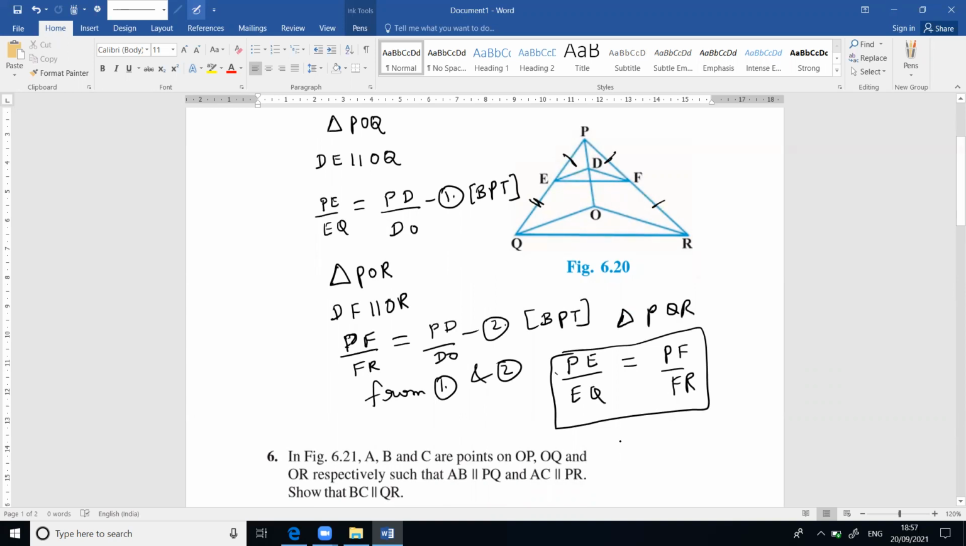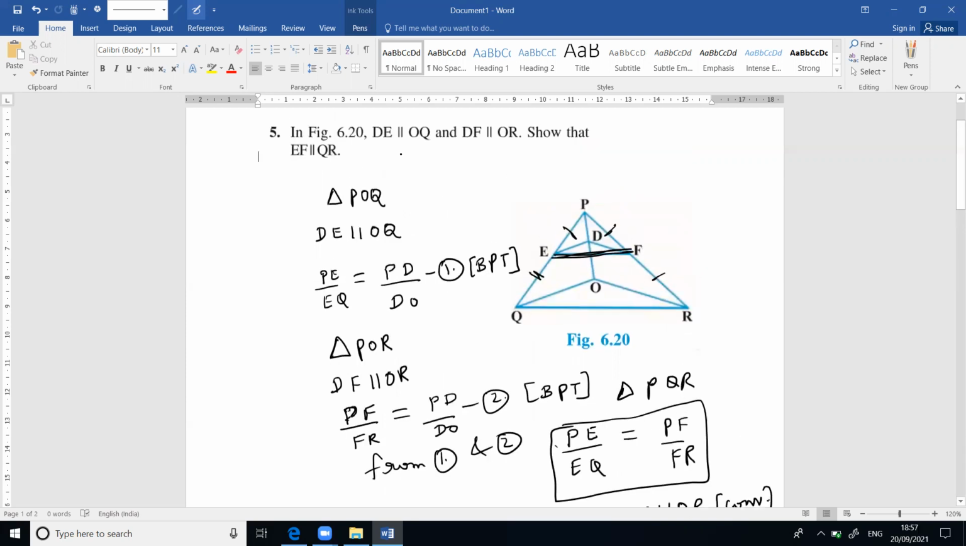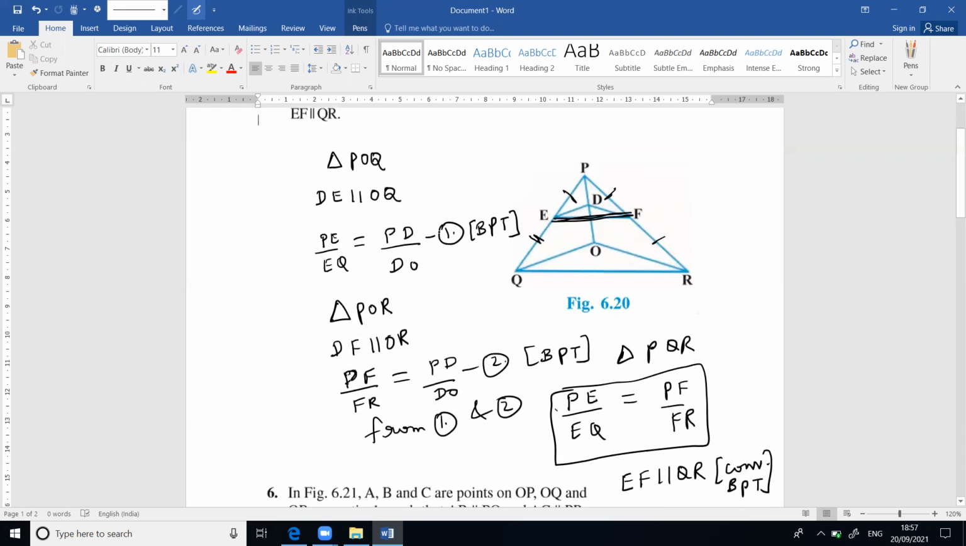you can say that EF is parallel to QR because this EF is dividing these sides PQ and PR in the same ratio. That means EF is parallel to QR as per converse of basic proportionality theorem. So here we have proved that EF is parallel to QR.